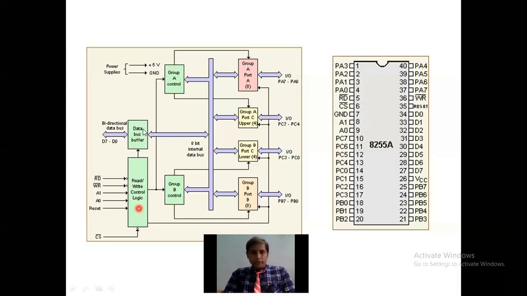The read write control logic and data bus buffer are both controlled by the processor. Based on the command from the processor, the read write control logic controls the ports as well as the group A and group B controls. Accordingly, the ports perform either input or output operation. Like that, we can analyze the block diagram as well as the pin diagram of the 8255. In the coming video, let us see in detail what the control word register is, and how we can set the IO mode of operation and the BSR mode of operation with the help of programming. I think you understand the block diagram as well as the pin diagram of the 8255.